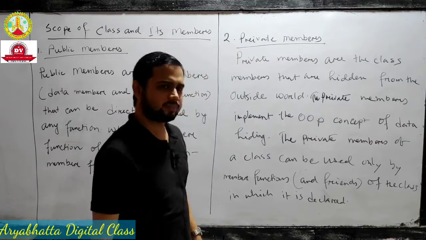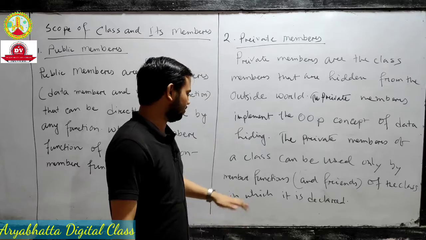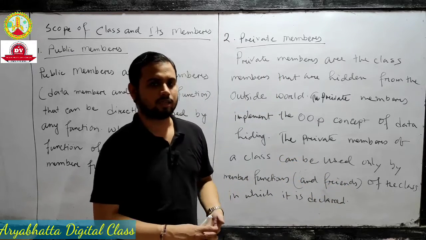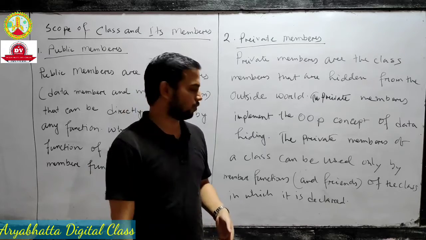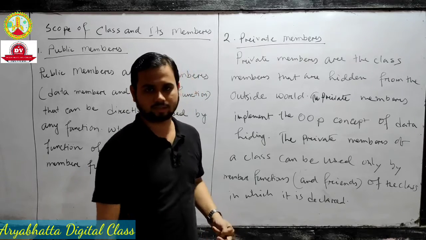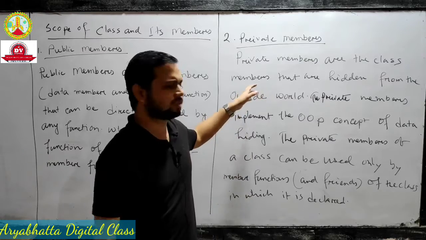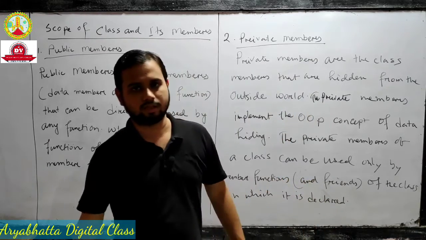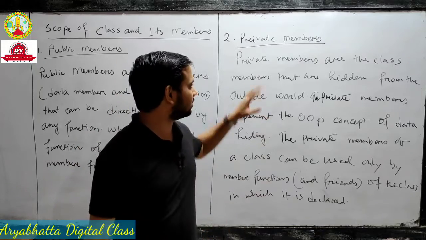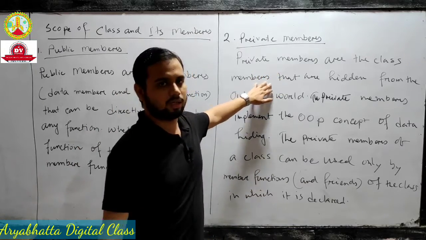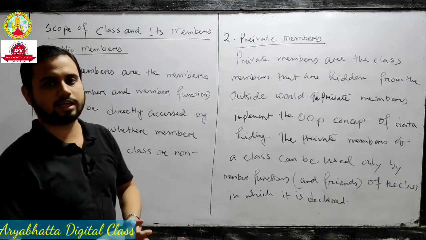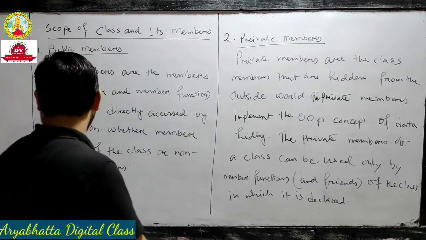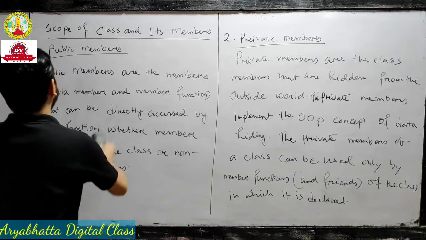Similar concept: private members of a class can be used only by member functions and friends, meaning friend functions, which are familiar with that class within which those members are declared. Class members means data members and member functions in which it is declared, meaning inside the class. Only inside the class are the class members accessible, and public is accessible outside the class using an object. Okay, and the last one is protected members.